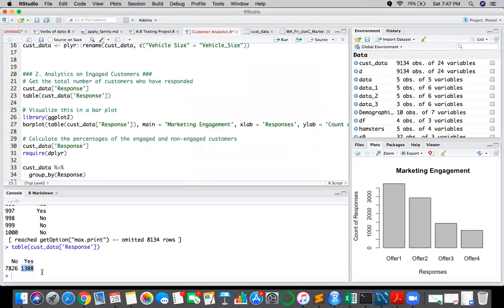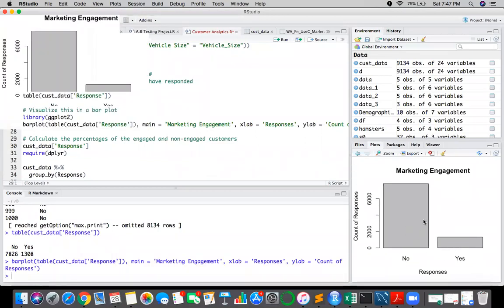Okay, so then you can put this in a graph. Let's say I'll put this in a graph, and I'll say that 1300 customers responded and 7800 customers did not respond, which gives us a response percentage of 14%. So 14% of customers responded to the marketing engagement advertisement like this. Guys, is it making sense?